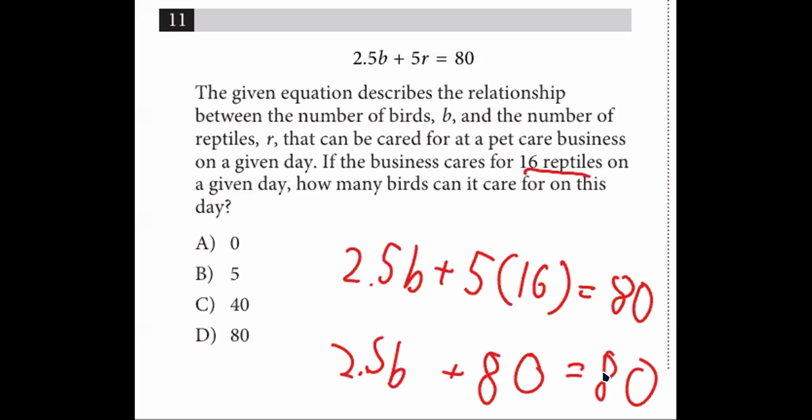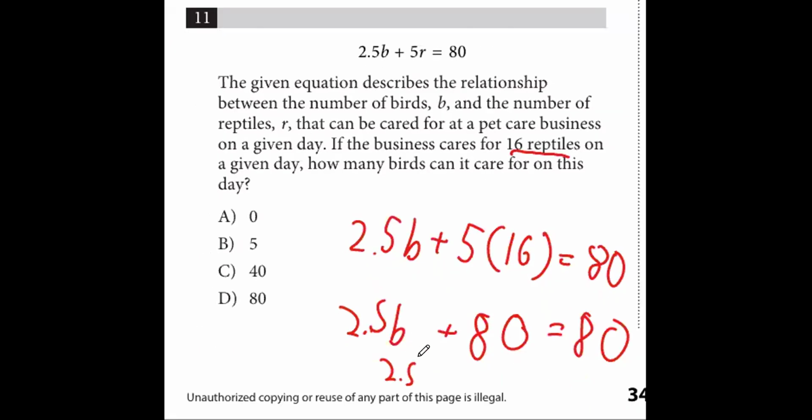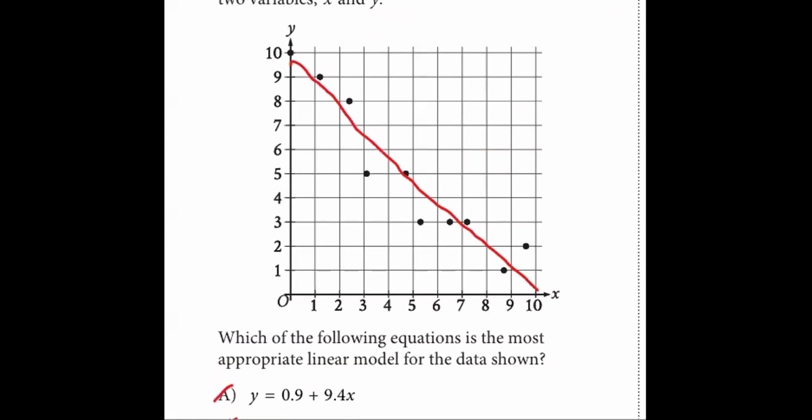So in that case, subtract 80 from both sides and we get 2.5b is equal to 0. Divide by 2.5 and we get b is equal to 0. So the number of birds that the store can care for if they're caring for 16 reptiles is 0. Question 12.